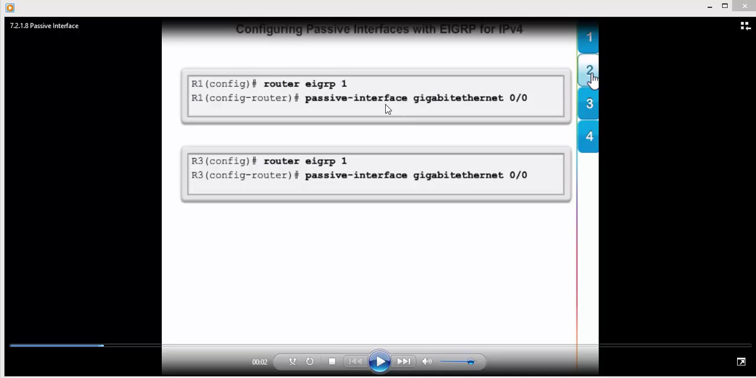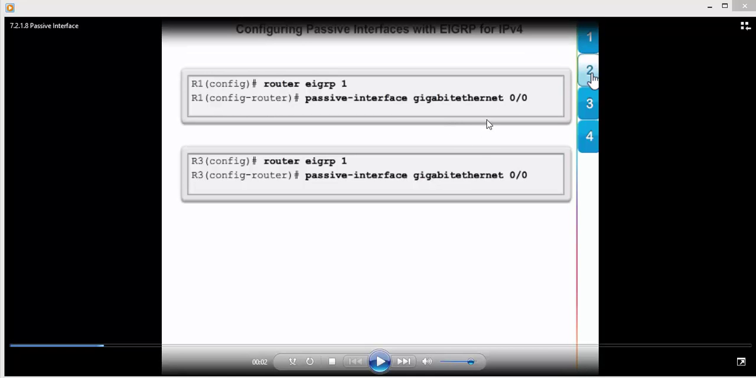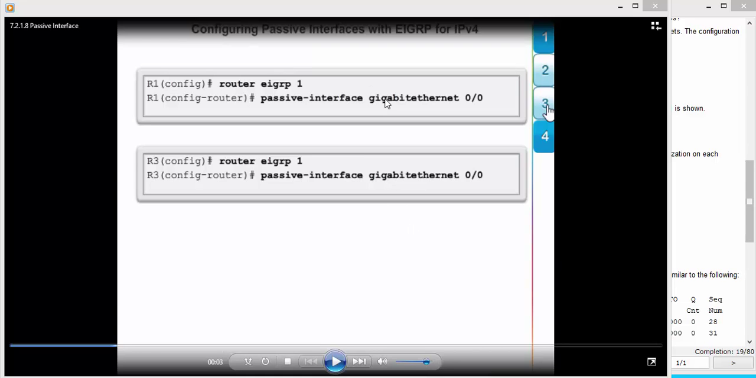In this picture, you can see the passive interface command in router configuration mode. Passive interface is used on gigabit Ethernet 0 to suppress hello packets on the LAN. Without a network adjacency, EIGRP cannot exchange routes with a neighbor, so the passive interface command prevents the exchange of routes on the interface.